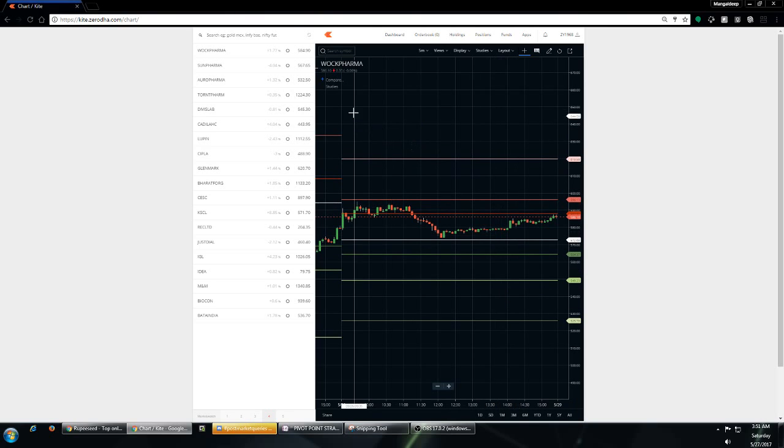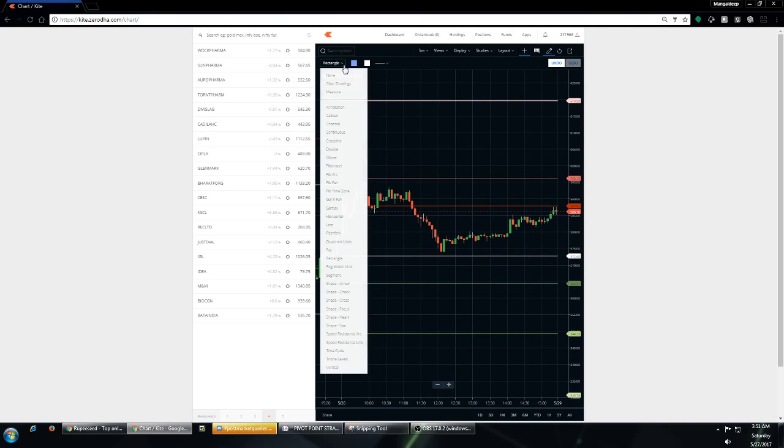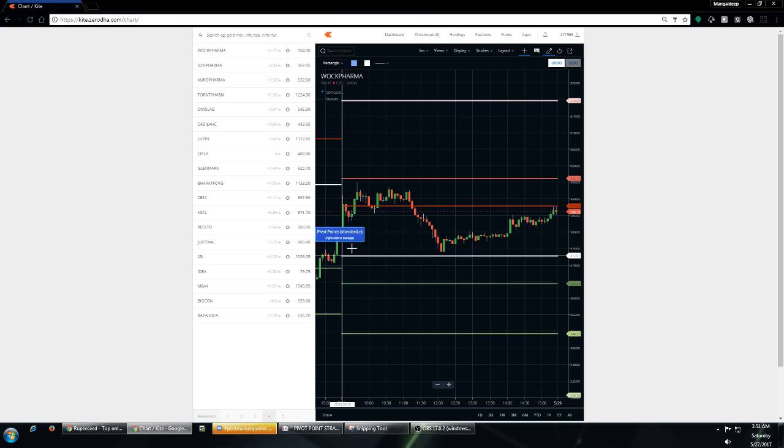This is Work Farmer. I have already shortlisted this for showing this example. Let me make it a bit bigger. The market started, and starting from here till here, I will mark it with a rectangle, it was a sideways market. We are not trading here.